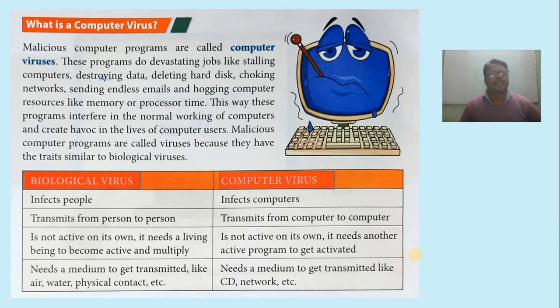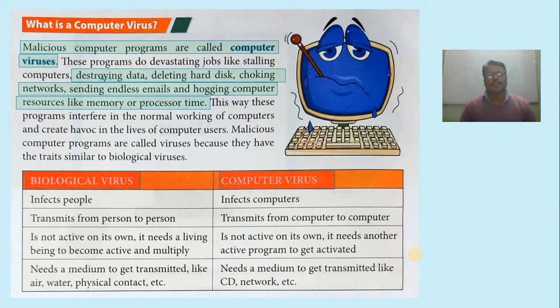So, biological virus. Now we understand what a computer virus is at first. Malicious computer programs are called computer viruses. These programs disturb jobs, destroy data, delete the hard disk, choke networks, send endless emails and hog computer resources like computer processor time. These types of programs that destroy data and affect the computer's normal work are not good programs. They are known as destructive programs, known as viruses.